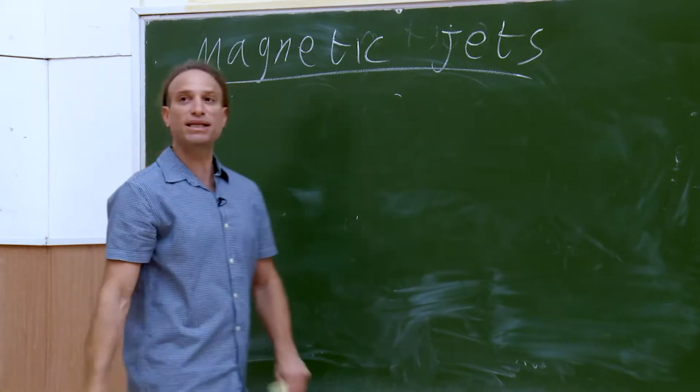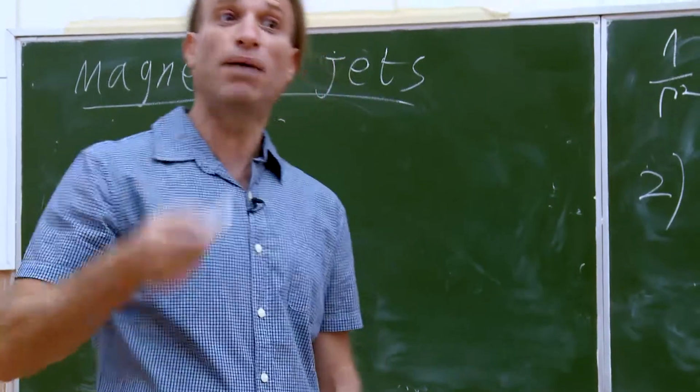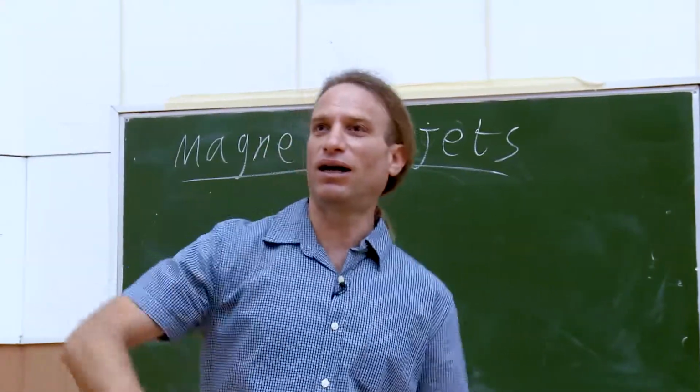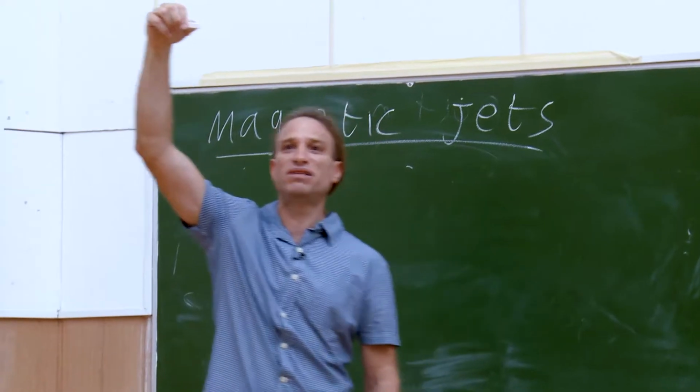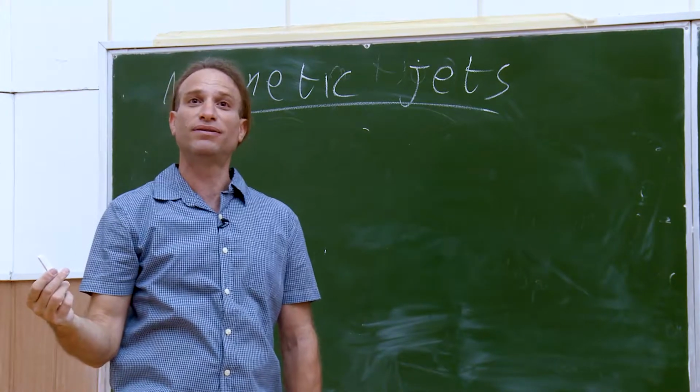The jet is in pressure equilibrium with the medium. So all I need to do is to describe some pressure dependency of the medium as a function of z, and this will give me a shape to the jet. Okay?